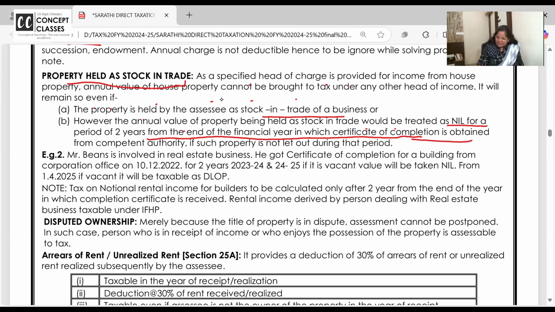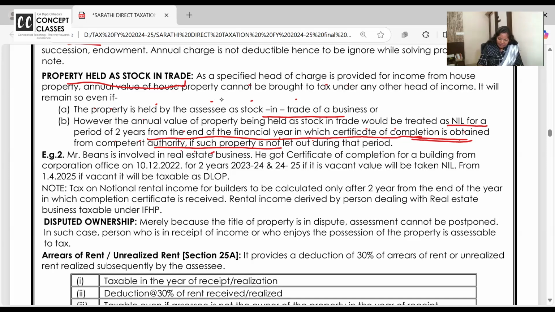is obtained, that is, the property occupancy certificate, which says the property is ready to occupy. You have to invite the corporation office people to check that we have approved the plan with the municipal corporation, we have made the building, and it's ready to occupy. It is nil for a period of 2 years from the end of the financial year in which completion is obtained. Till then you can keep it as vacant.